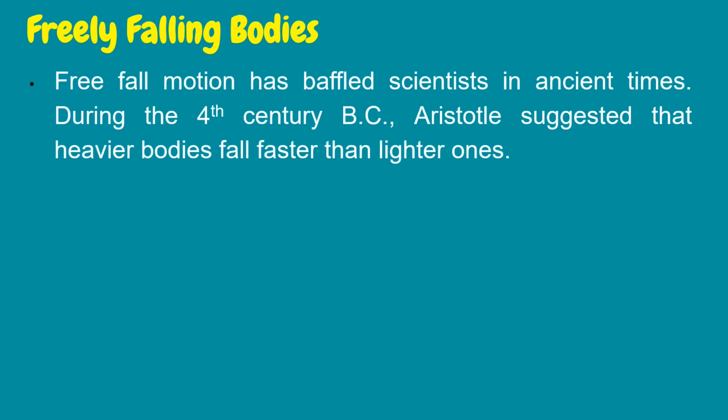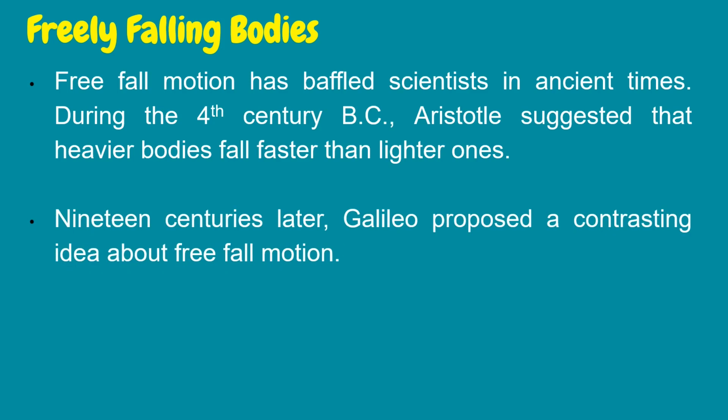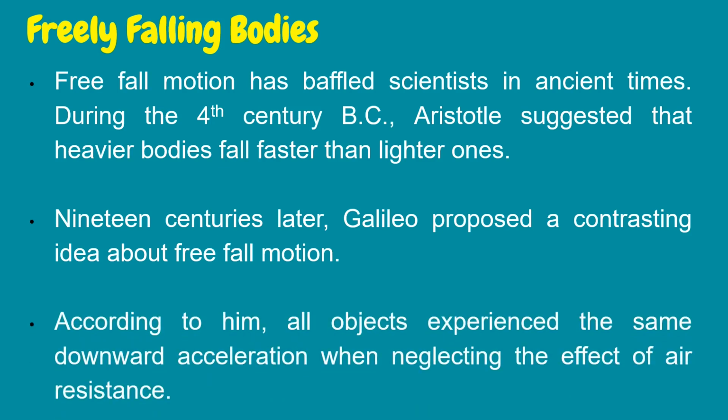We're done with objects moving in a horizontal motion. Let's proceed with objects moving in a vertical motion or freely falling bodies. Free fall motion has baffled scientists in ancient times. During the 4th century, Aristotle suggested that heavier bodies fall faster than lighter ones. 19 centuries later, Galileo proposed a contrasting idea about free fall motion, wherein, according to him, all objects experience the same downward acceleration when neglecting the effect of air resistance.